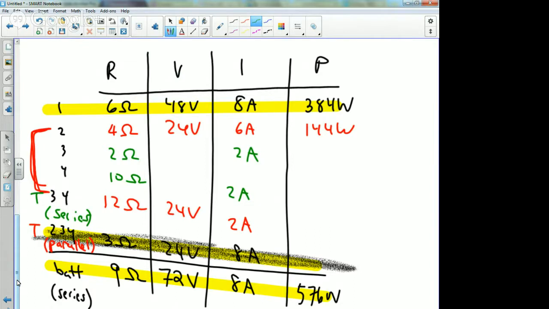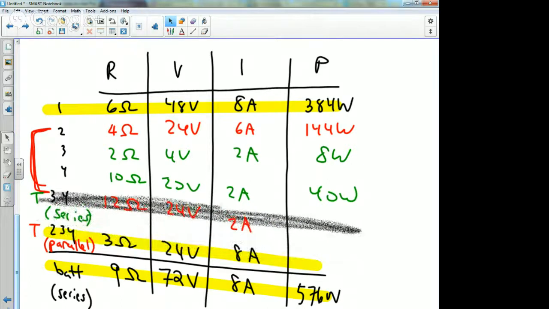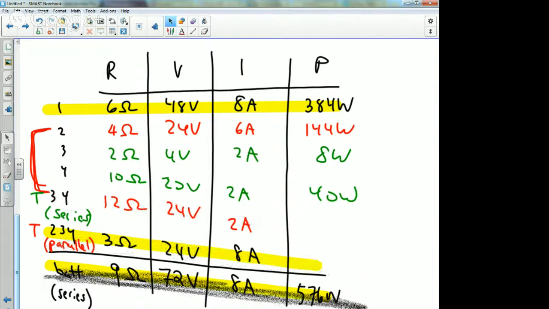V equals I times R, 4 volts, 20 volts, 8 watts, 40 watts. And in the end, I can cross that out again now. I get 1, 2, 3, 4, plus my complete one for the battery. I don't know if organizing it that way made it a little easier or not. Maybe, maybe not. But hopefully, I just want you guys to understand, the whole trick is to use each previous one as the total for the other ones that are combined together. Okay? So before, with the highlighted ones, we combined 1 and 234 to get the total battery.